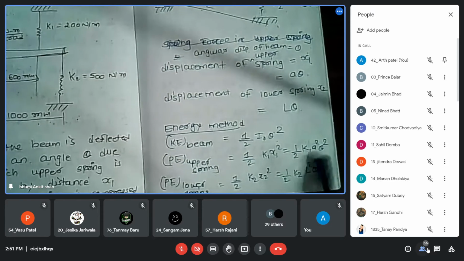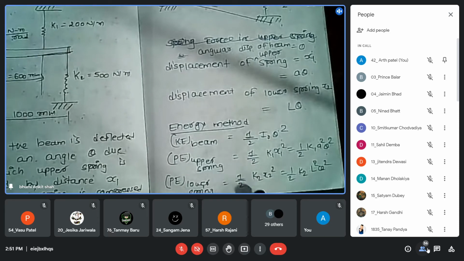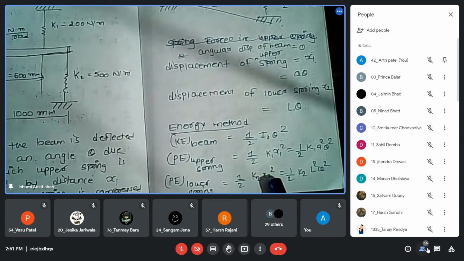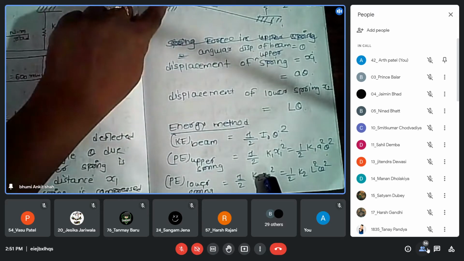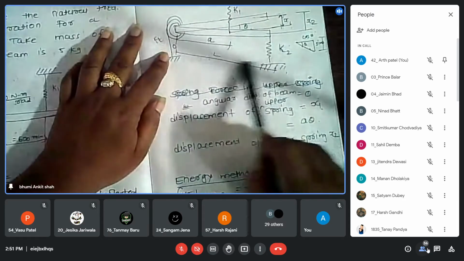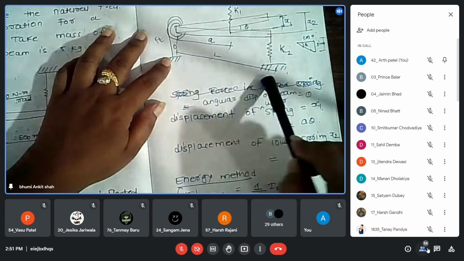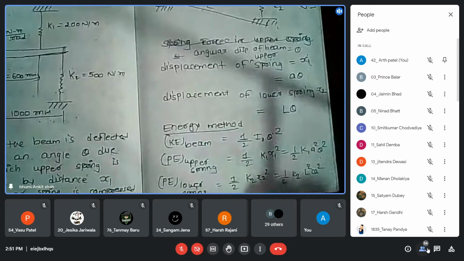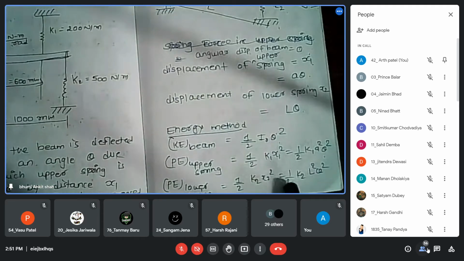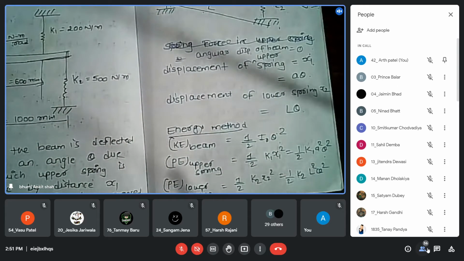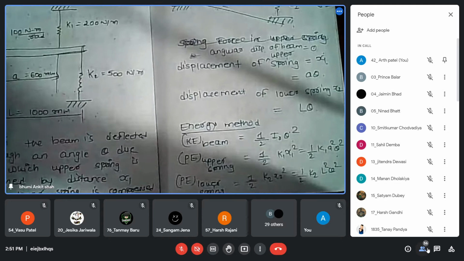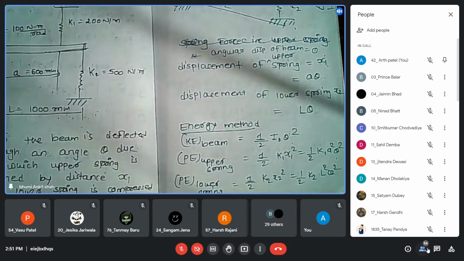Now same thing you can write for the lower spring: 1/2 k2 x2 square. Now, this x2 is the distance measured from the fixed end O, right? तो ये L जितना है, ये कहाँ पे located है? From O to L. So you are considering L here, right? So x is equal to L theta. So it is 1/2 k2 L square theta square. Clear? यहाँ तक किसी को कोई confusion है तो बता दो मुझे.